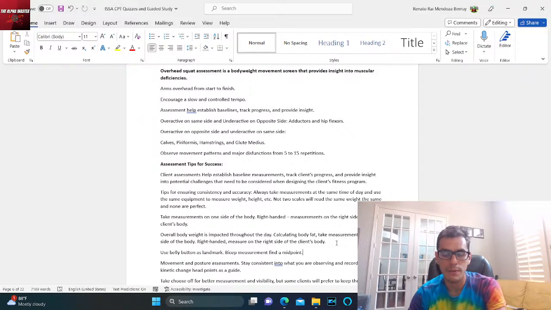Bicep measurement, find a midpoint. Movement and posture assessment.